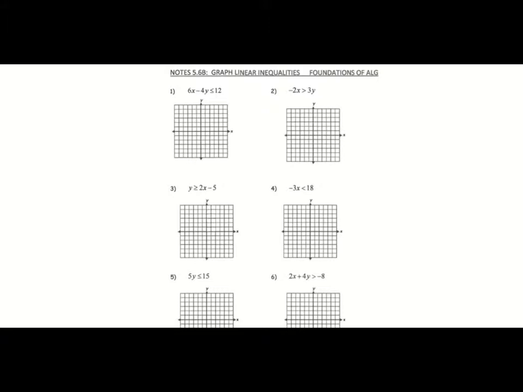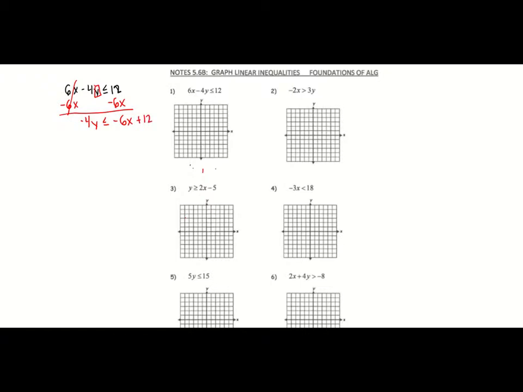So for number 1, my first step is to put it in y-intercept form. To do that, I need to get y by itself. So I'm going to start by moving everything away from y. Start with what's furthest away. The opposite of positive 6 is negative 6. So that gives me 0. Don't forget to bring this negative down with my 4y. Then I get negative 6 plus 12.